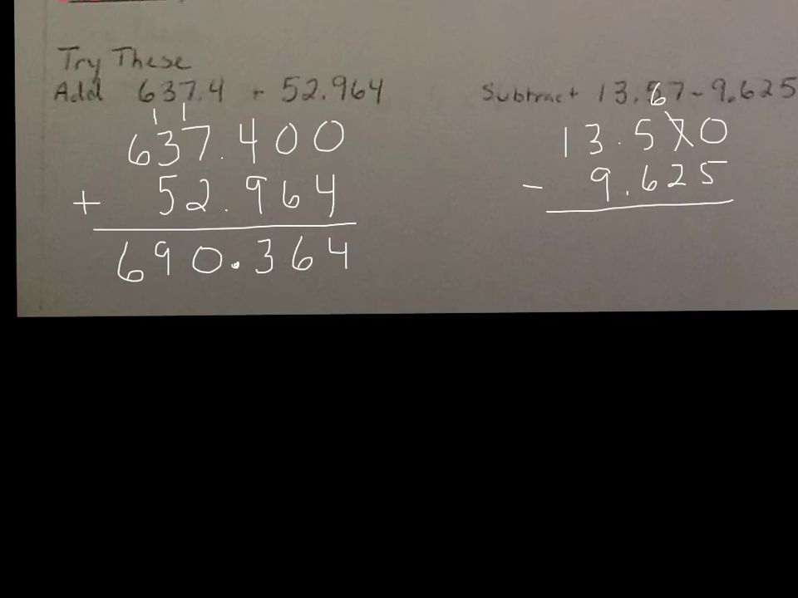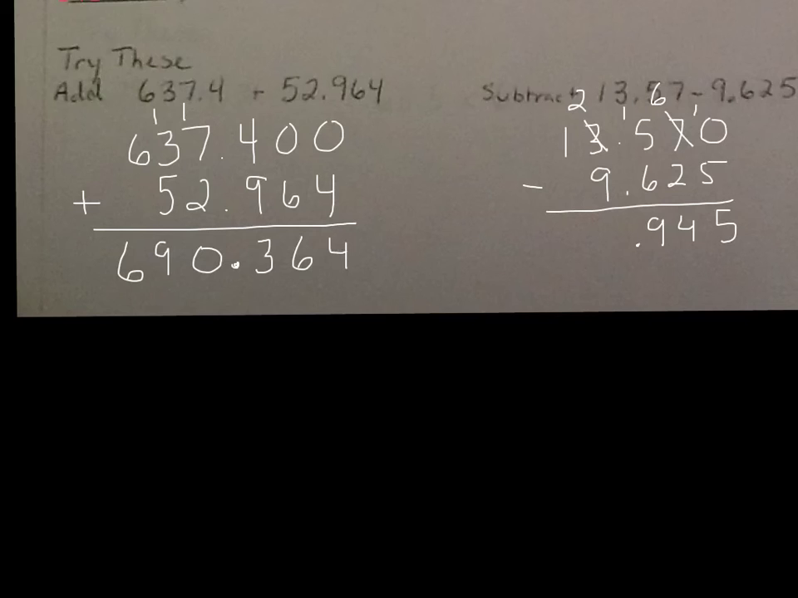So we got to borrow. So that becomes 6. That becomes 10. 10 minus 5 is 5. 6 minus 2 is 4. 5 minus 6, can't do that. So we got to borrow from the 3. That becomes 2. 15 minus 6, that is 9. If you want to bring the decimal down right now, you're welcome to. So let's do that. Let's get that out of the way.